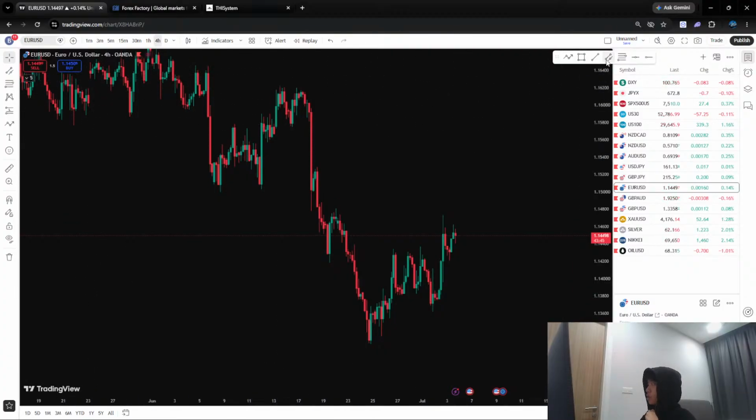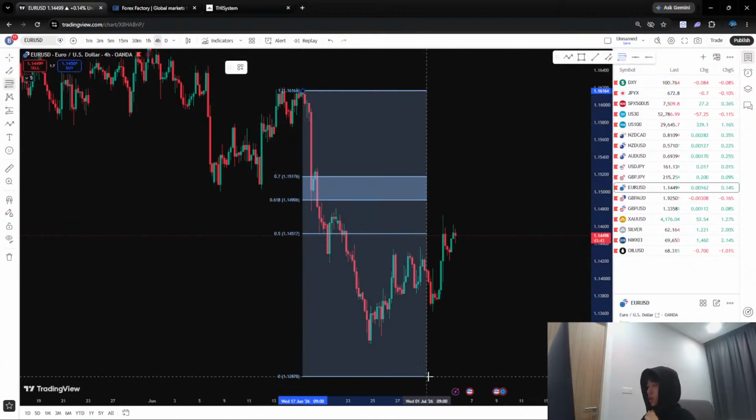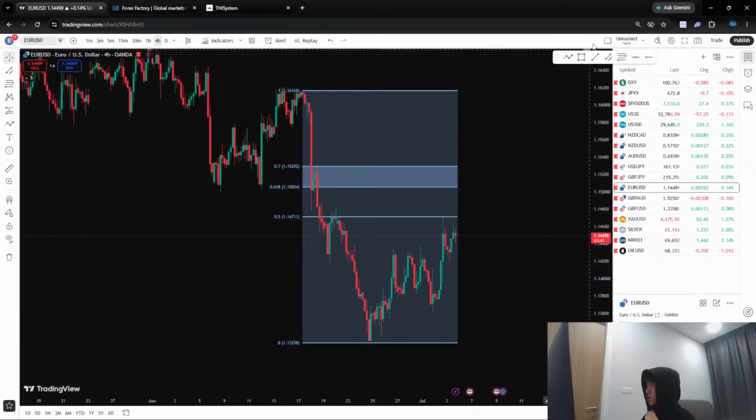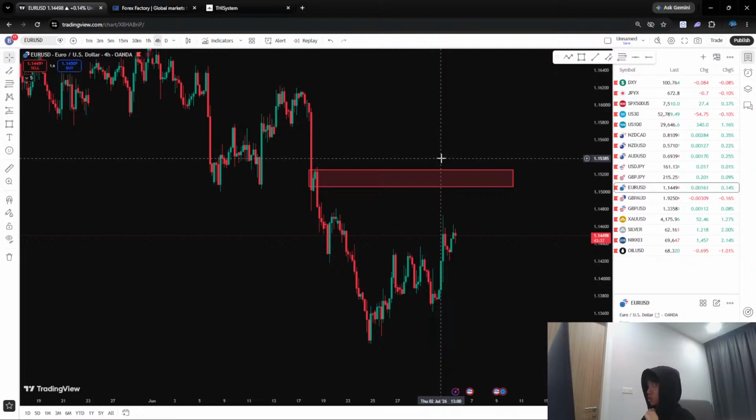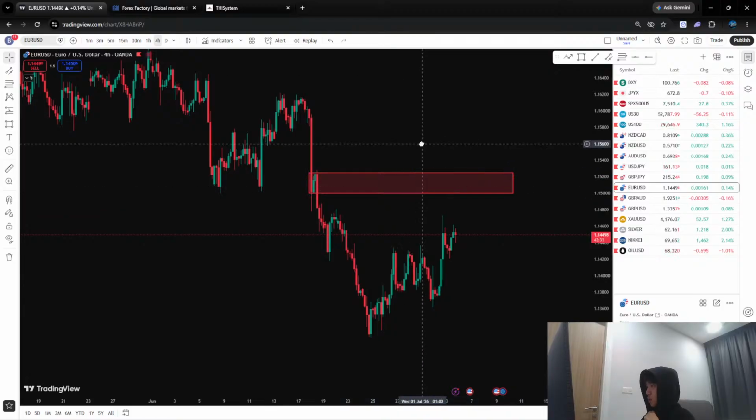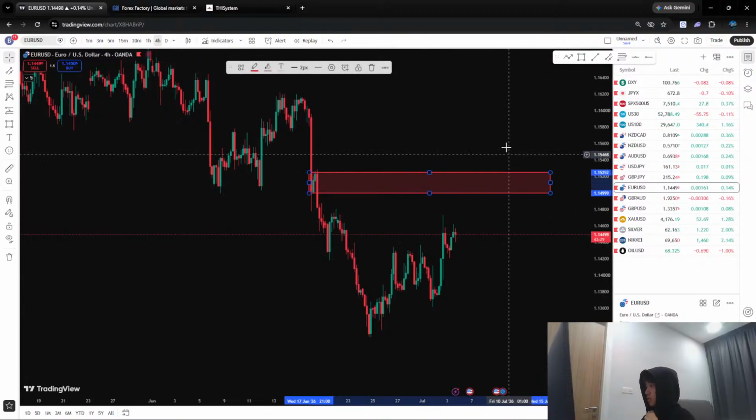They might be looking for a retracement right here. So this is a very strong area. It's a strong area for a sell over at this area, so you guys can look out for this as well for Euro USD.